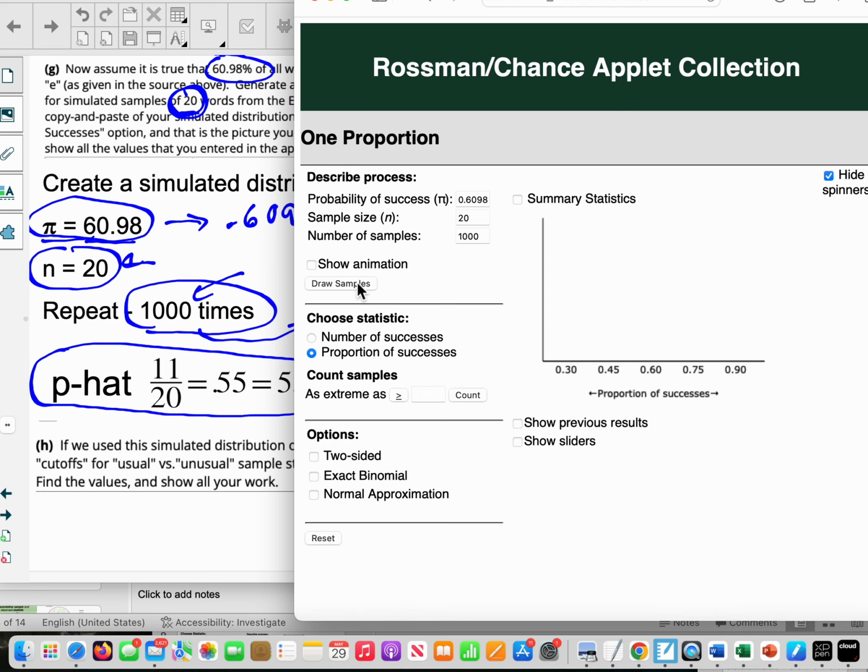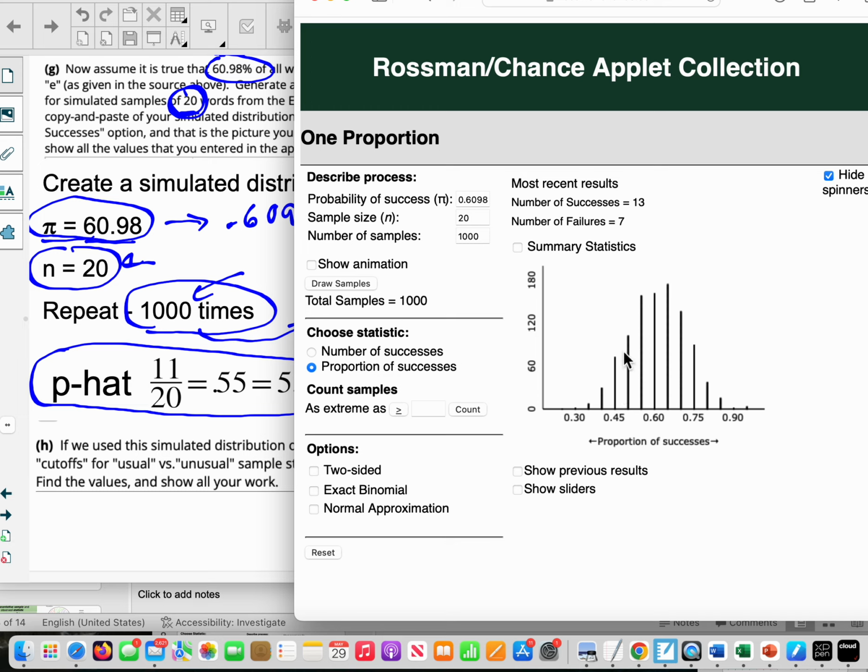And now I'm going to draw my samples. So what I created here are 1,000 dots or 1,000 p hats, assuming that the true parameter is 0.6098. I'm never going to round this number unless the problem tells me to. So this is what it would or could look like, assuming that 60.98% of the words in the English language actually have E's in them.